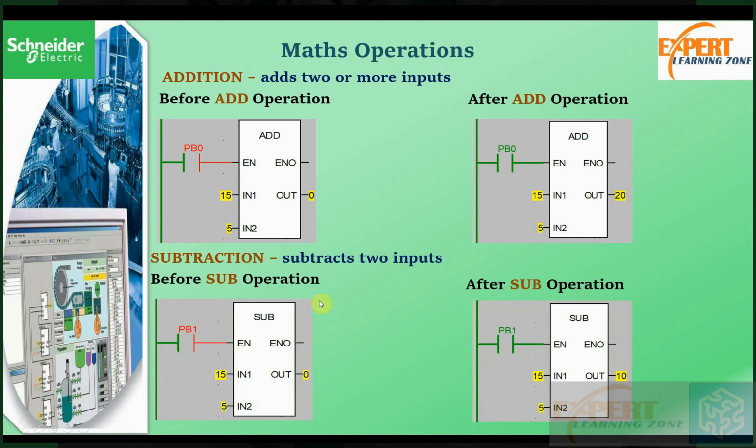Next is the subtraction operation. The subtraction operation subtracts input 2 from input 1. When the block is enabled, it performs the operation. So subtract 5 from 15 and gives you 10. But when it is not enabled, then the operation is not performed and the output stays where it is.